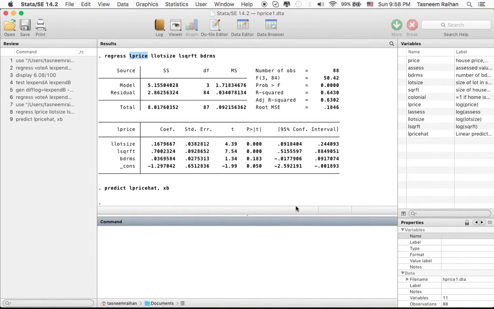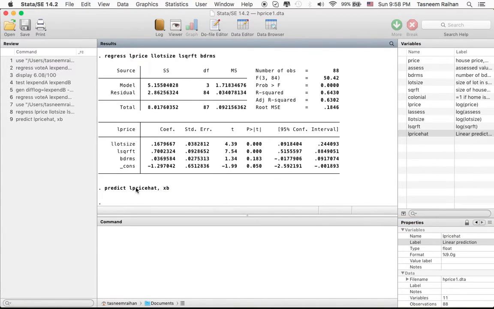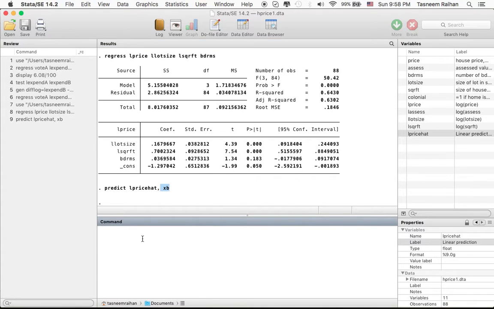So let's hit enter. We have a new variable called L price hat now, and if you look at the label of this, the label says linear prediction. That's because we have done a linear prediction using xp, but as I said before, it doesn't matter if you don't write xp in this case.